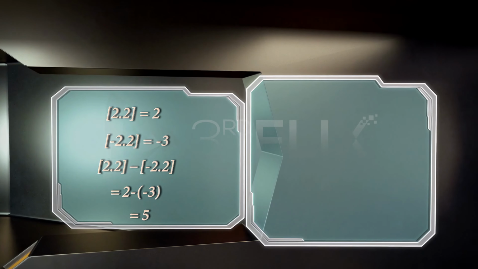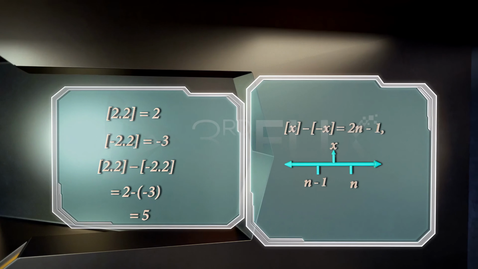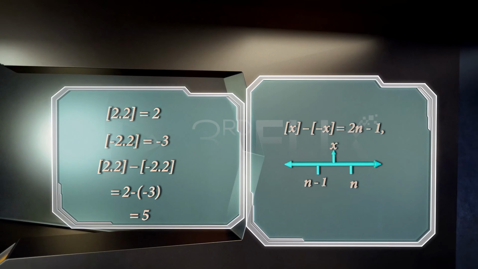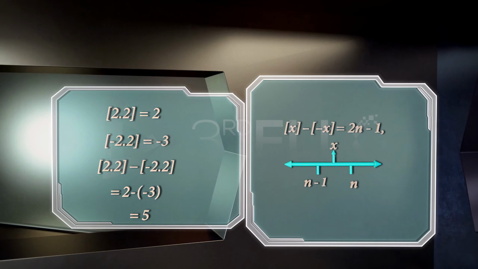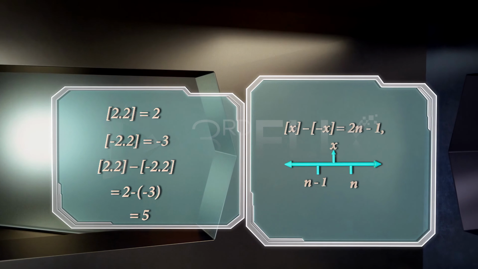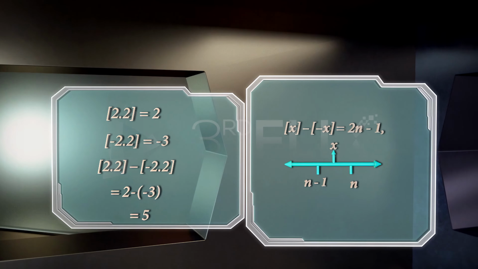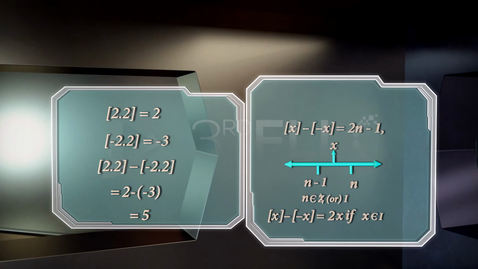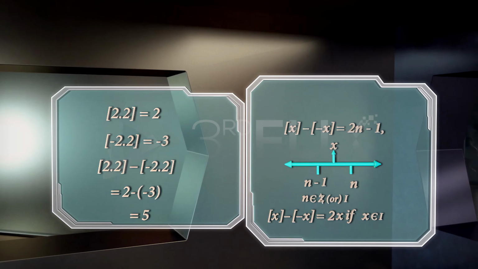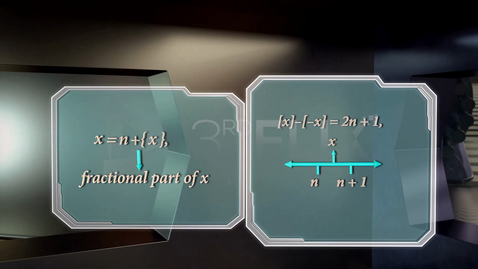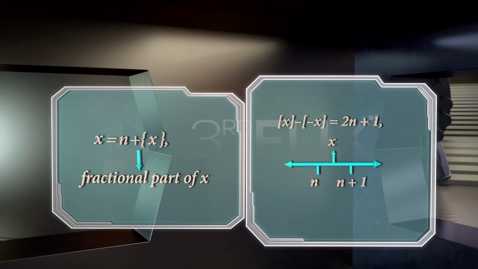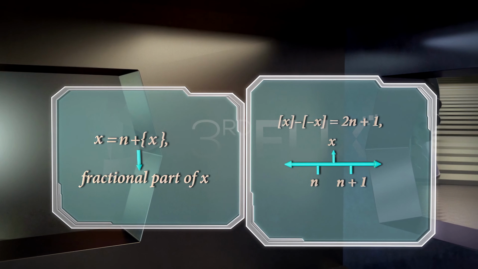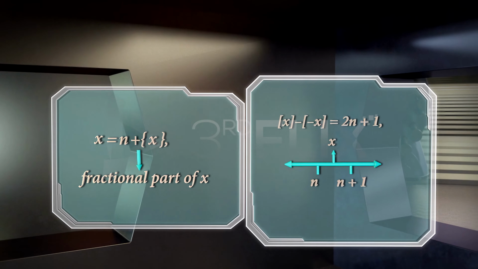Greatest integer function of x minus greatest integer function of minus x equals 2n minus 1 if n minus 1 is less than x less than n, where n belongs to I. Greatest integer function of x minus greatest integer function of minus x equals 2n plus 1 if x equals n plus set x, where n belongs to I.